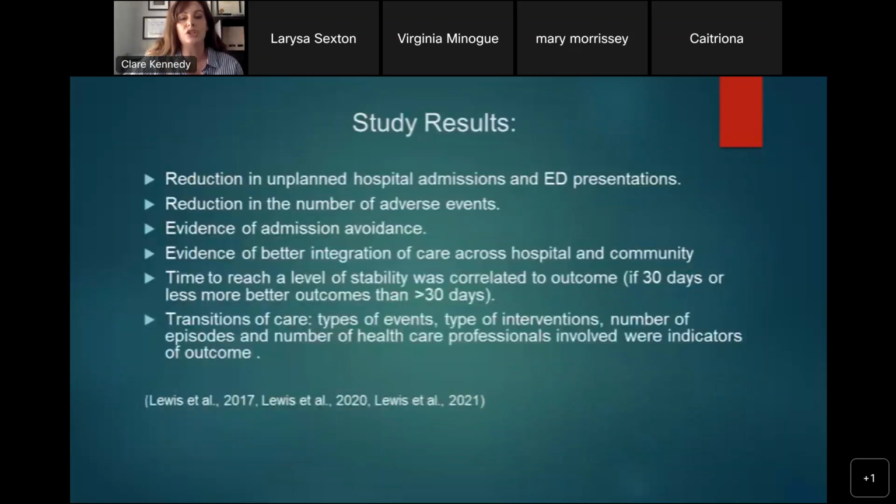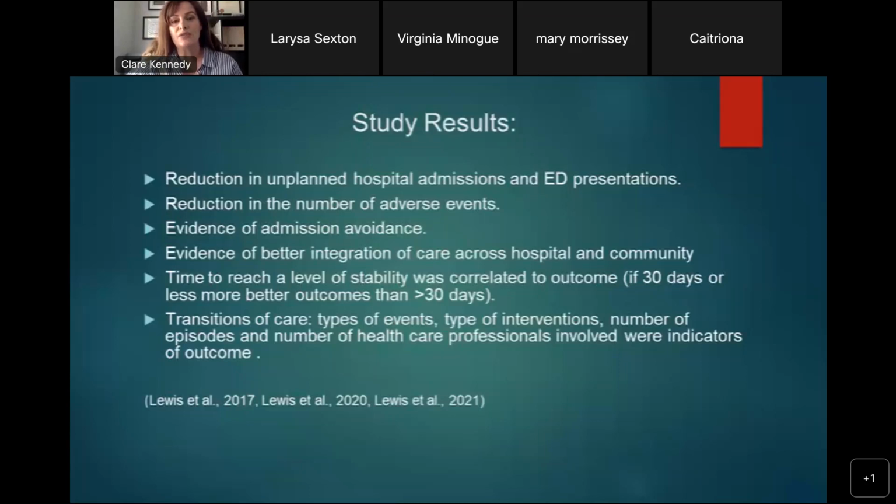The study results showed a reduction in unplanned hospital admissions and ED presentations, and these were significant. There was evidence of a reduction in the number of adverse events. There was evidence of admission avoidance, evidence of better integration of care across hospital and community, and also the time to reach a level of stability was correlated to outcome. So if it took longer to stabilise the individual for more than 30 days, their outcomes were generally worse. And they had better outcomes if we reached a level of stability within the first 30 days.